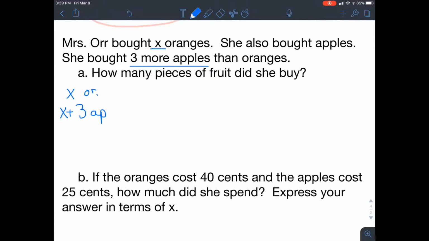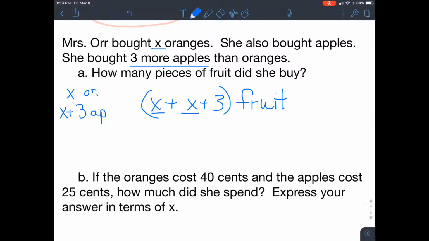How many pieces of fruit did I buy? Well, that means I need to have the oranges plus the apples. So I have X oranges plus X plus 3 apples. So I have X plus X plus 3 pieces of fruit in all. So now I'm talking about fruit. But if you gave me that answer, I would take points off because you need to simplify as much as you can. Well, can we combine any of these terms?